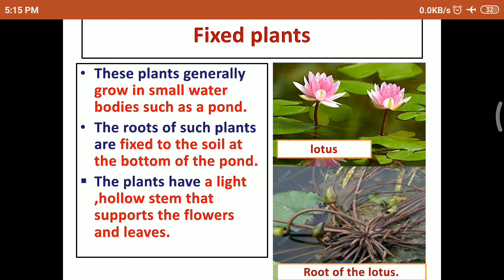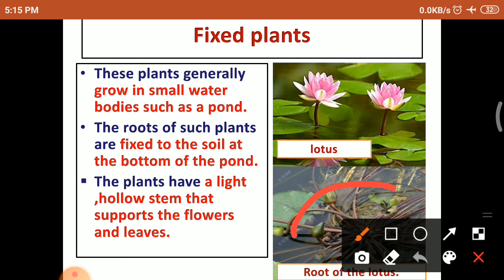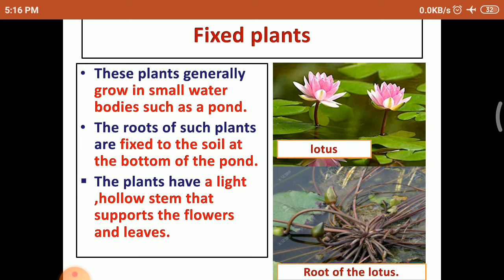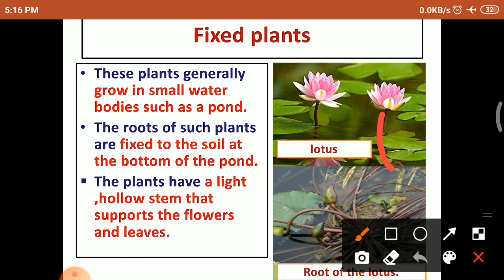See here, this is the root of the lotus. It is fixed to the soil. The plants have a light hollow stem that supports the flowers and leaves. So this plant also has a hollow stem, that means a spongy stem. Why does it have a hollow stem? Because it supports the flowers and leaves to float.